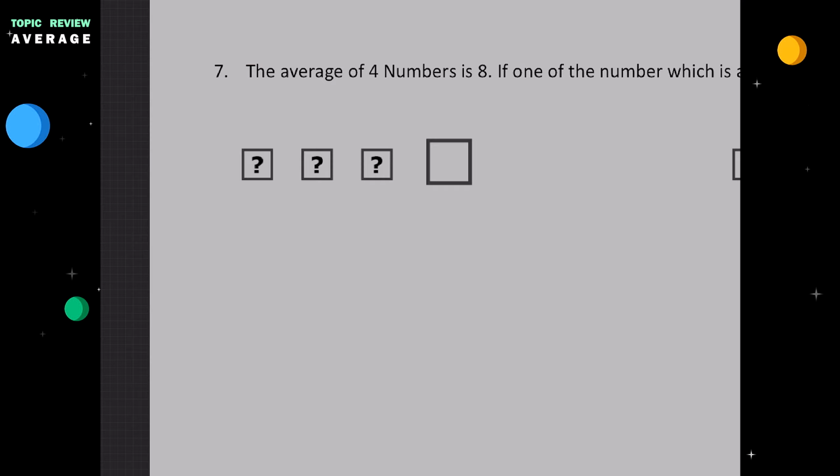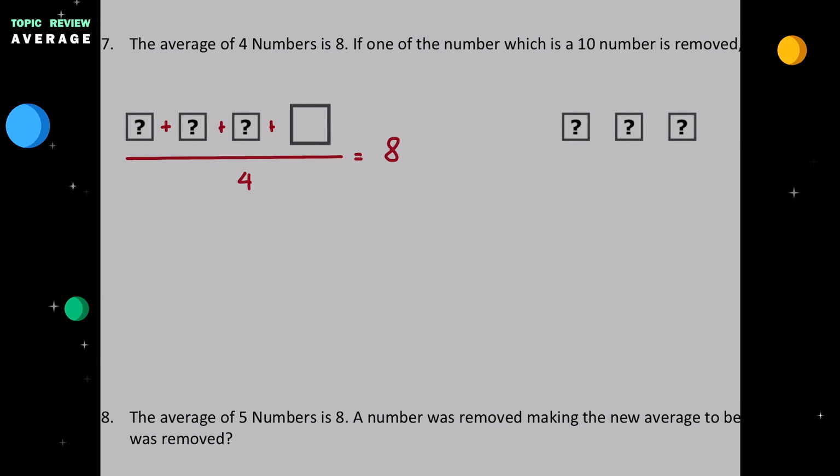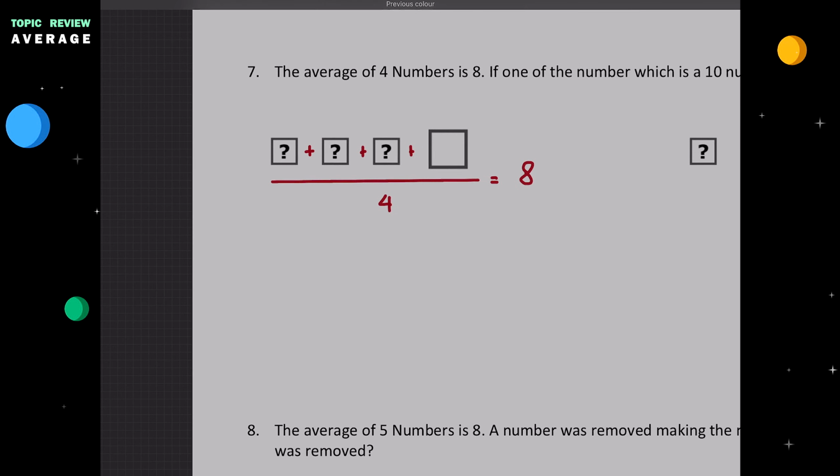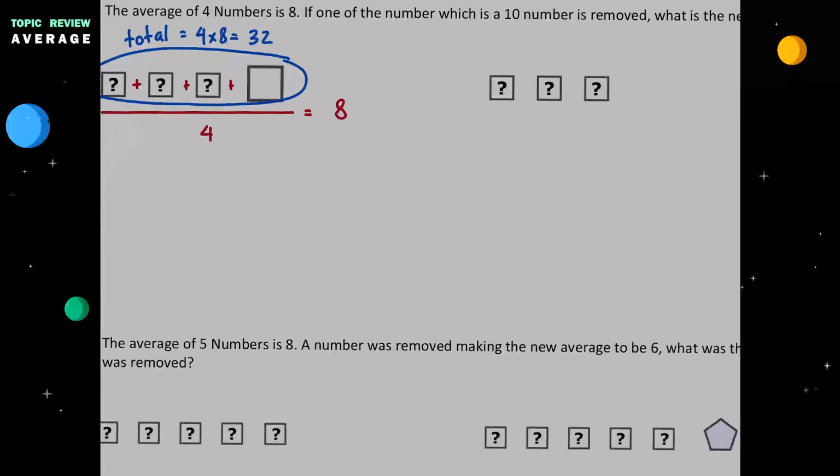So to find the average of these 4 numbers, we add them up and we divide by 4 because it's 4 numbers. And the resulting average is 8. Now, before we do anything, it's always a good idea to find the total. The total is equal to, oh whoops, what happened to my 8? It's gone. Alright, so my total is 4 times 8, which equals 32. So the total must be 32. Okay, so we know that.